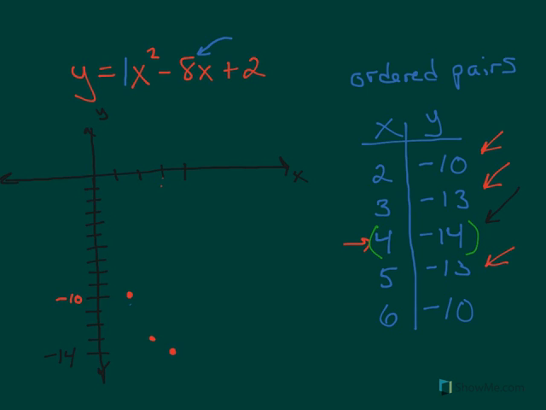And let's do the next one. We'll go 5. So remember, this was 4 on the x, so this would be 5 and this would be 6. So we'll go (5, -13). So that one would be over here. And then we will go (6, -10). So that would be kind of roughly over here.